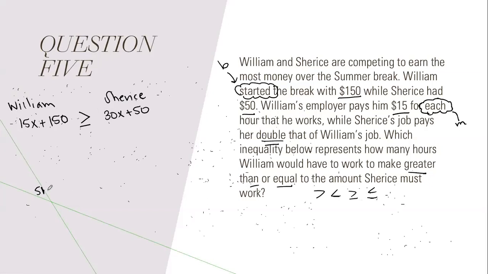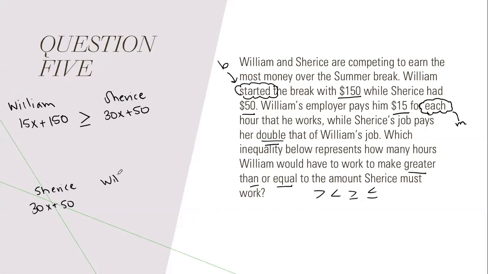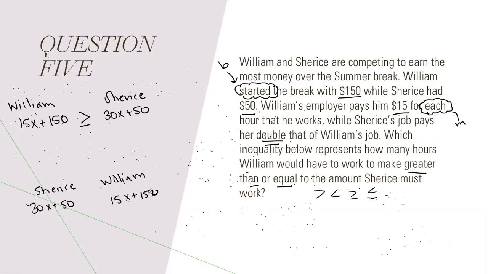If Sharice's equation was on this side, and William's equation was on this side, it would look like this instead. The bigger part is still facing William, so that's telling you William is greater than or equal to Sharice. Are there any questions about the inequalities? I know those can be super confusing.